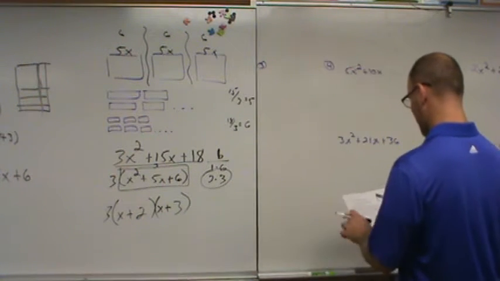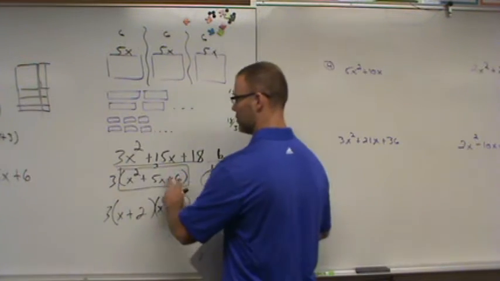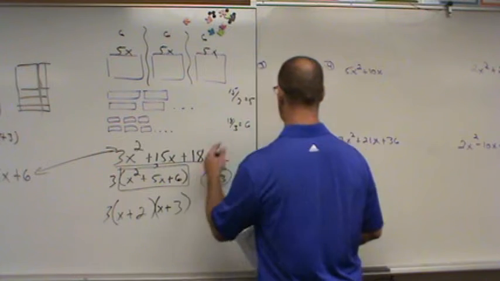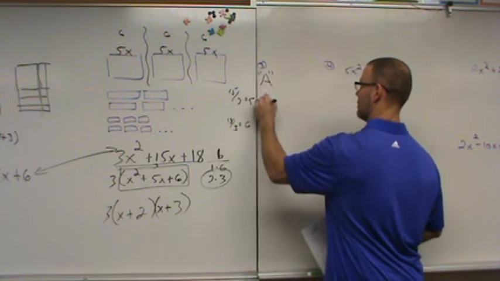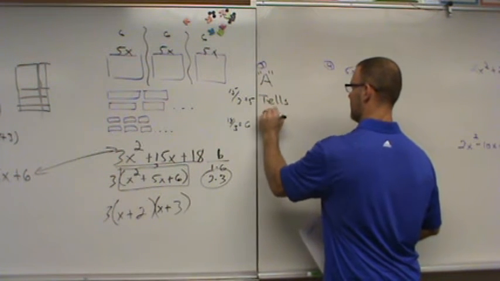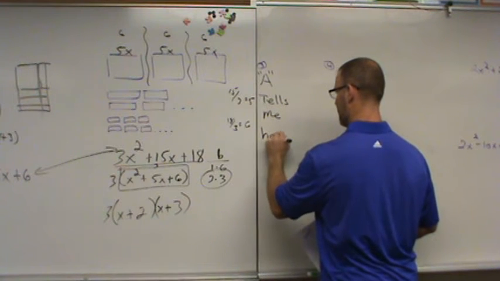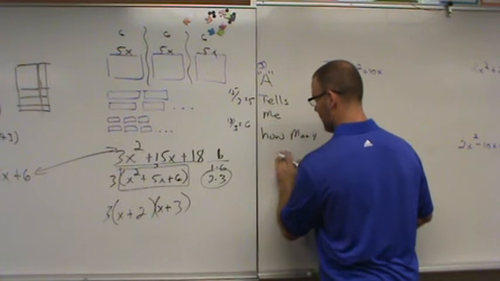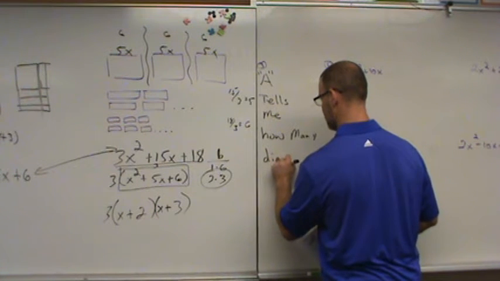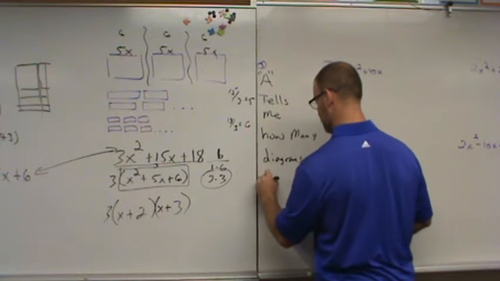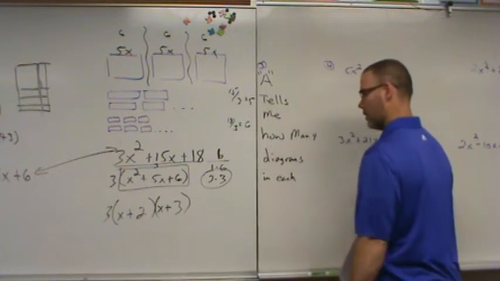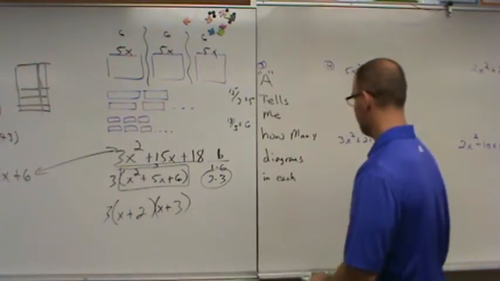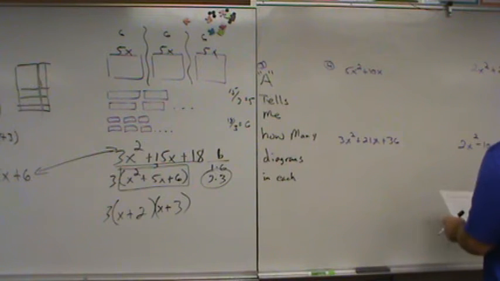Something a little different. Question 3, it says, what do you notice when you compare these two equations right here? The comparison is A tells me how many diagrams, or how many diagrams in the model. Right? So here, the 3 told me I had 3, the 2 told me I had 2. Okay, so move on to question number 4.